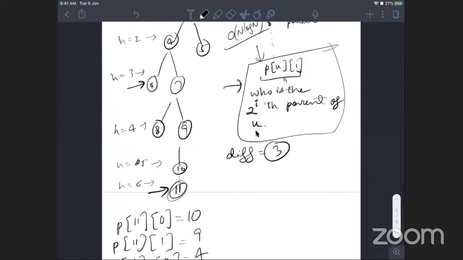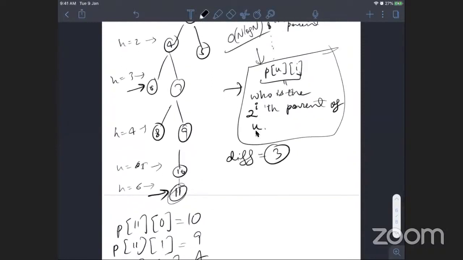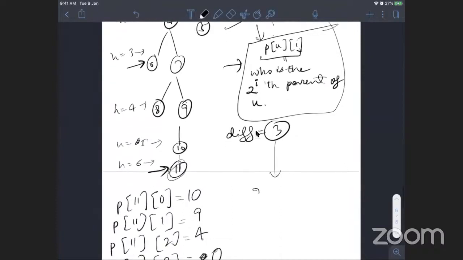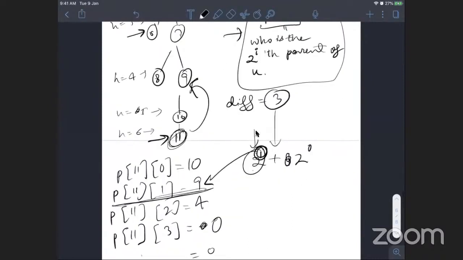Now, we don't have this information directly, so how will we climb him 3 steps up? We say break 3 in its powers of 2, which is 2 plus 1. First make him climb 2 parents up, from 11 you go two parents up. This is 2 to the power 1 and this is 2 to the power 0. So you refer to this position and you just go to 9, 2 parents up. You have this information stored here. And then from 9, you'll ask, go 1 parent up.